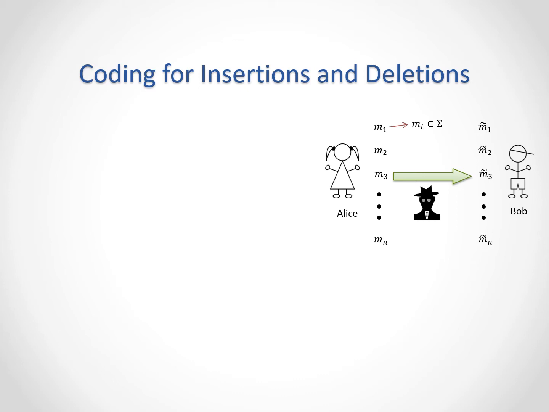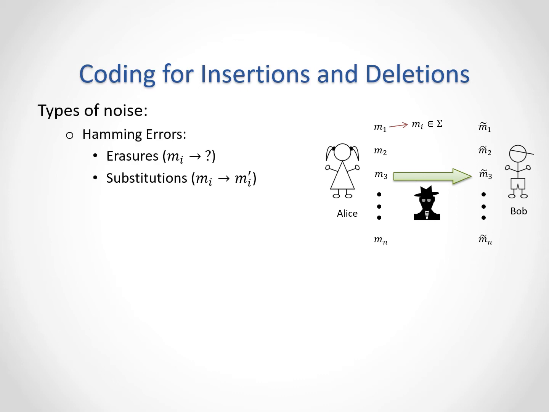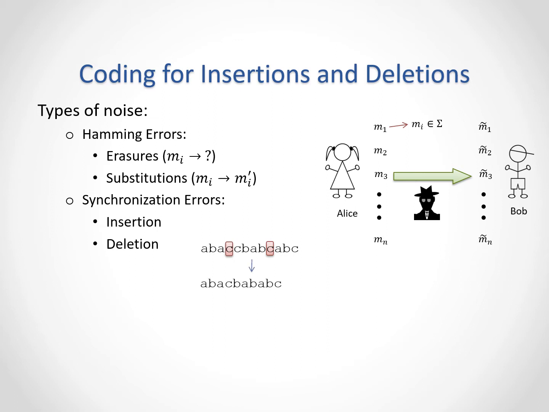Now, this problem has been studied classically under the assumption that the kind of error that happens on the channel is a Hamming type error, meaning either erasures, symbols being turned into a question mark, or substitutions, that is, symbols being turned into another symbol out of the alphabet. But in this talk, we are concerned about synchronization type errors, that are insertions and deletions. Take this string as an example. If we have two deletions at these two locations, the string would turn into the second one. And if we have two insertions at the beginning and the end of the string, the resulting string would look like this. In today's talk, we are going to talk about error correction for insertions and deletions.